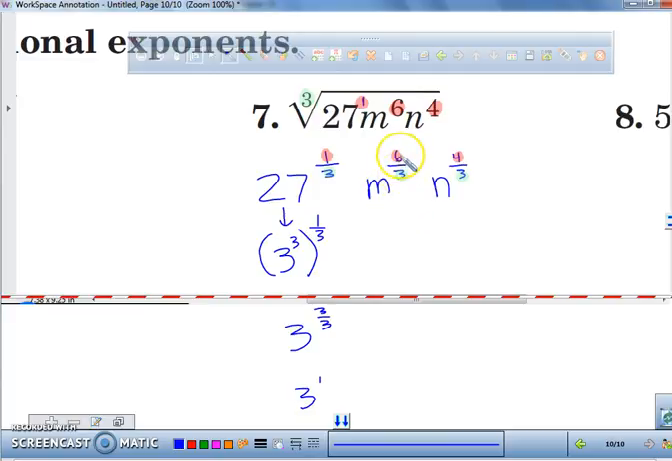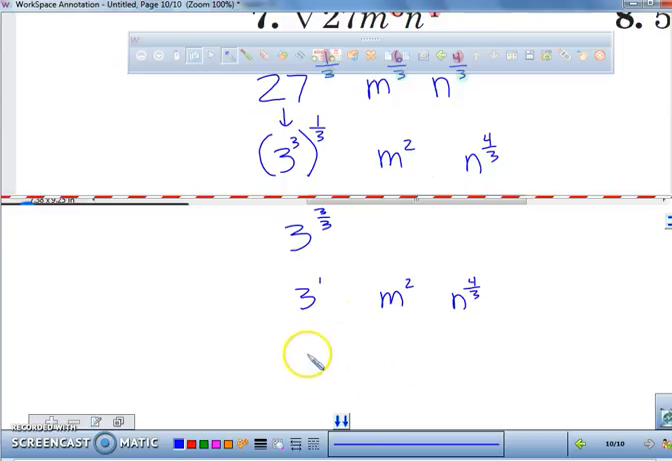Wait a second. 3 goes into 6, so what do you think I'm allowed to do? 3 goes into 6 how many times? That's m squared. So we're having m squared. And does 3 go into 4? No, it doesn't. So we just leave it as n to the 4/3. So here's your final answer, everybody. The final answer is 3m squared n to the 4/3.